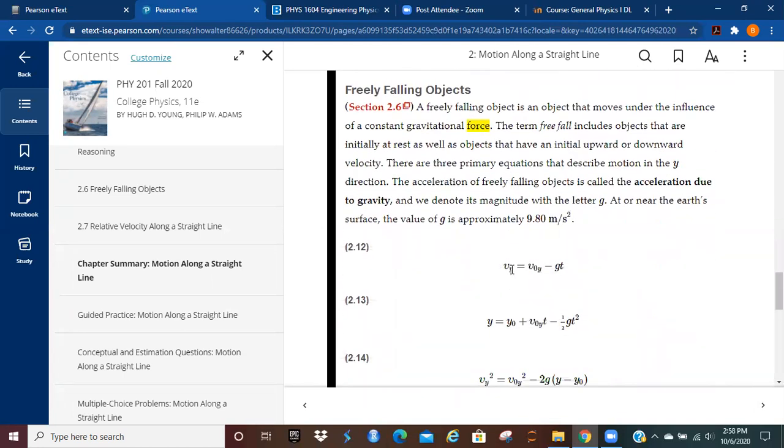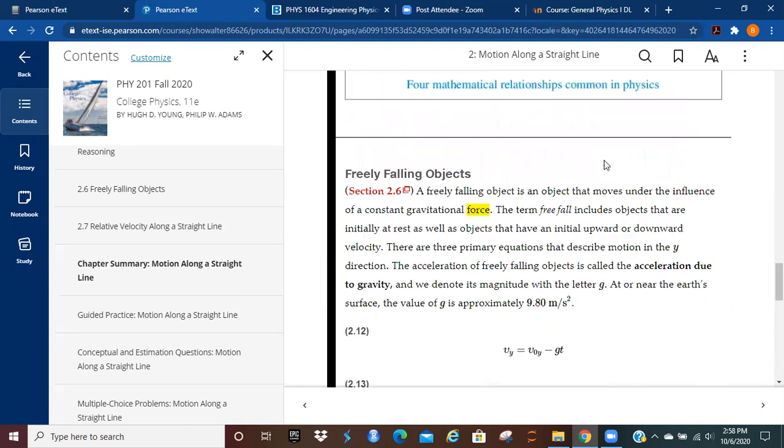For section 2.6, a freely falling object is an object that moves under the influence of a constant gravitational force. The term free fall includes objects that are initially at rest, as well as objects that have an initial upward or downward velocity.